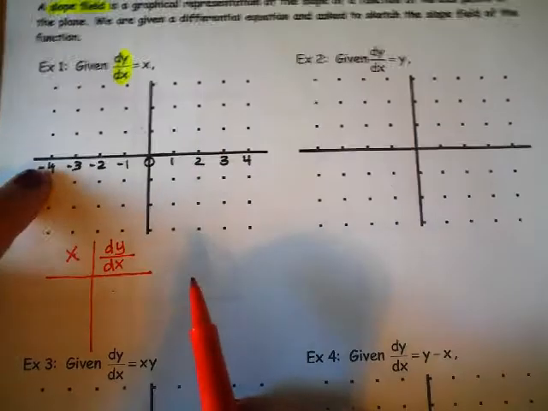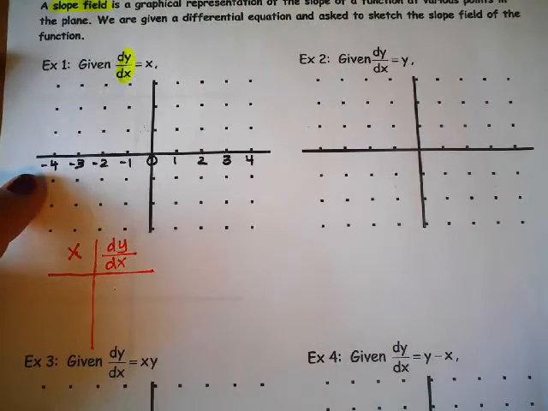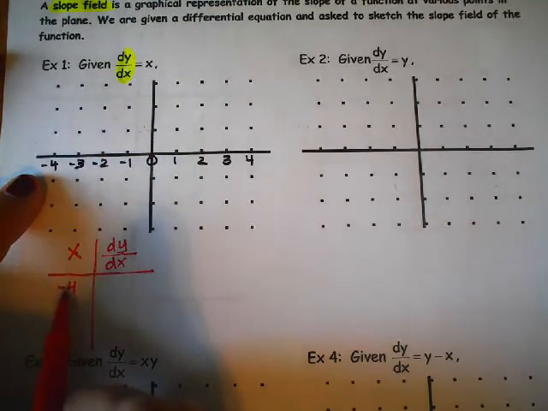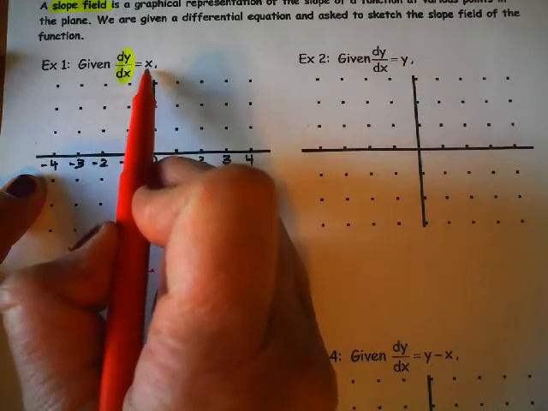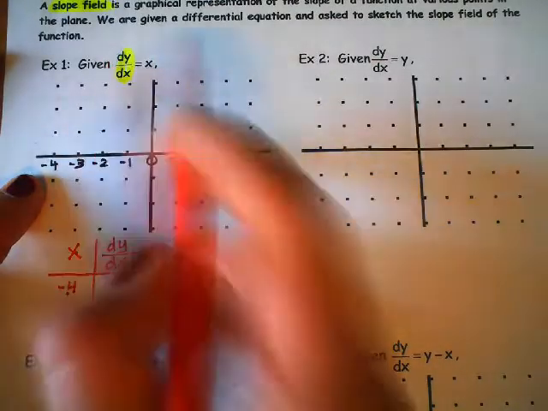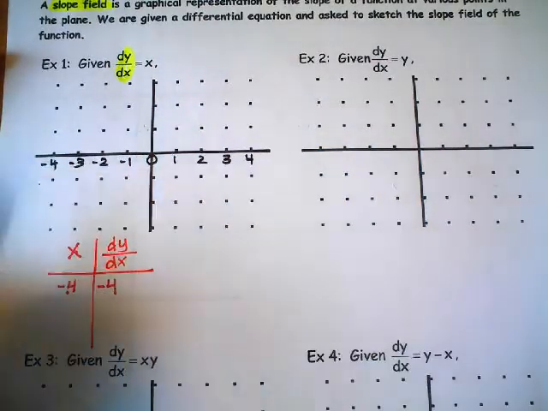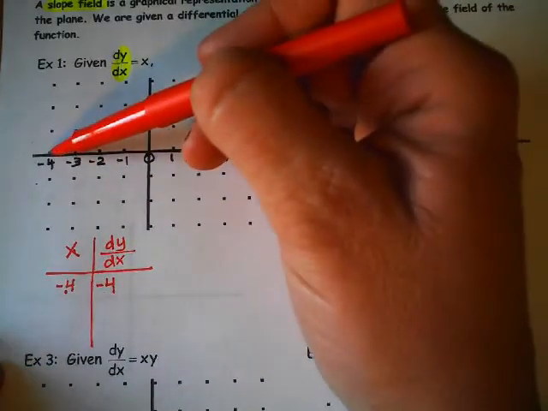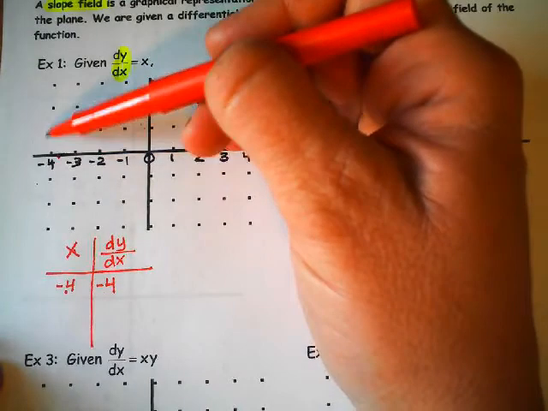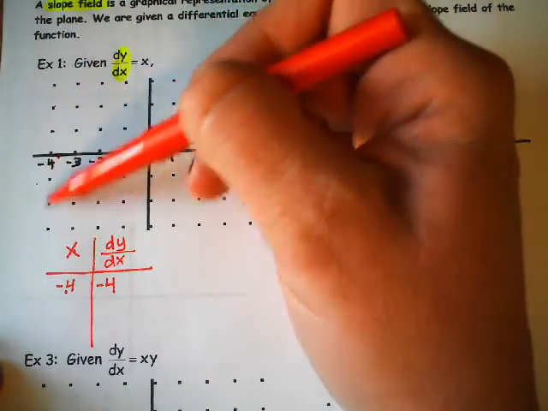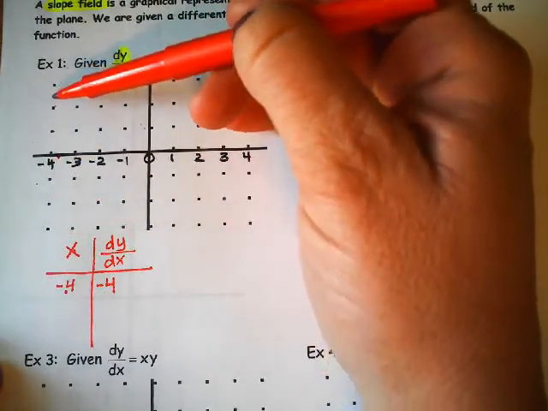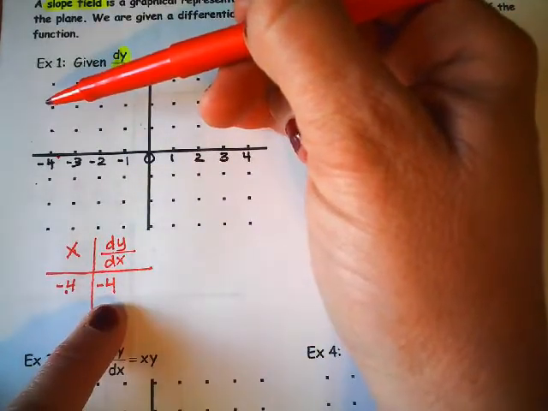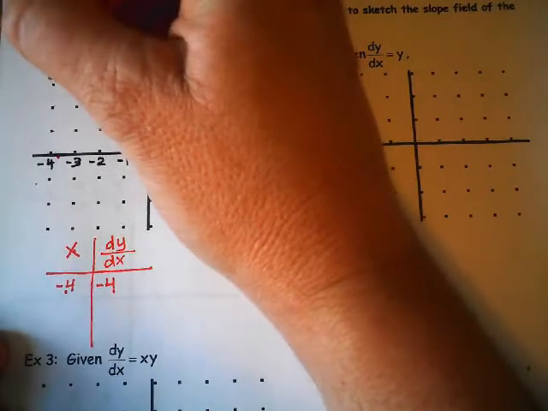If I were to begin with the smallest x value that my graph is showing me, it would be negative 4. And if x is negative 4, if I go into this differential equation, the dy dx is also negative 4. So what that means for me when I sketch my slope field is over here at every single value when x is negative 4, all these dots straight up and down, I'm going to draw little tiny lines that have a slope of negative 4. And again, we're just estimating that.